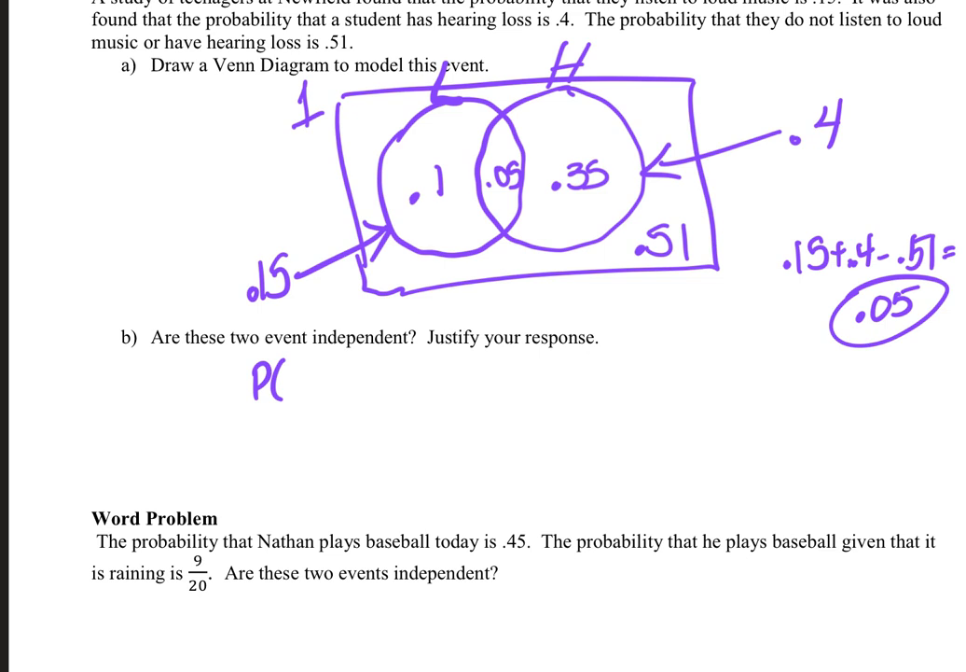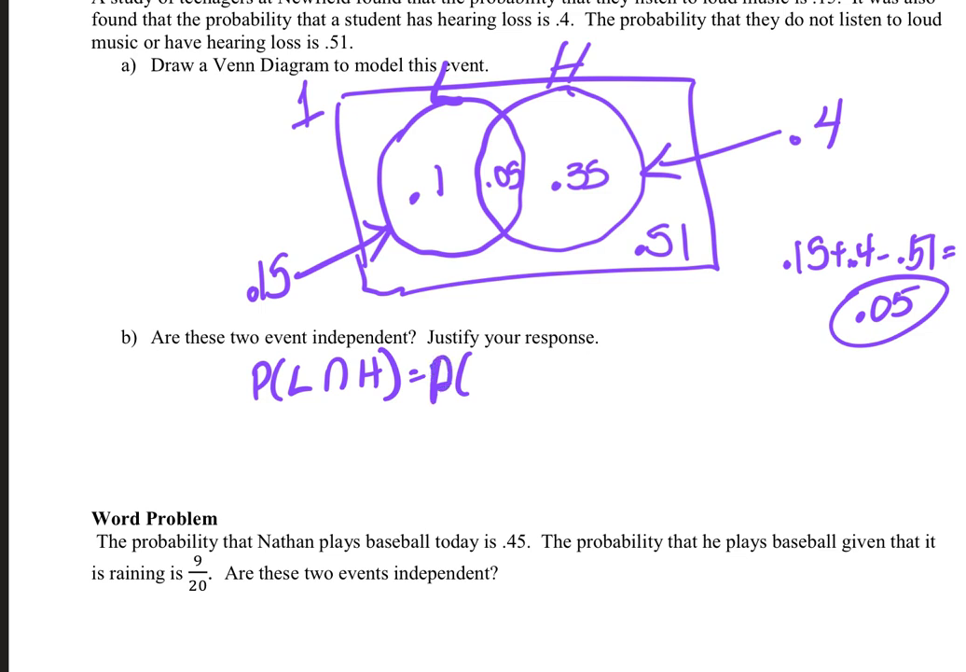So it's the probability of loud music and hearing loss. Is that equal to the probability of loud music?